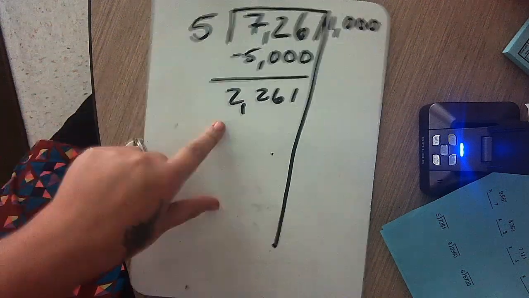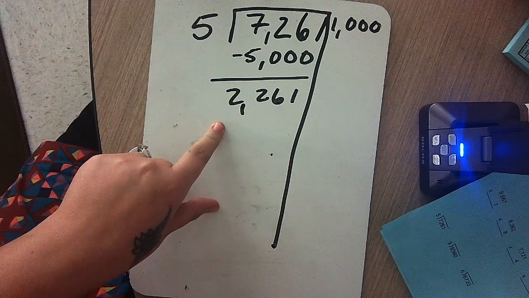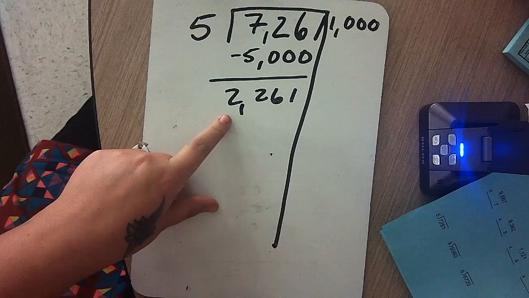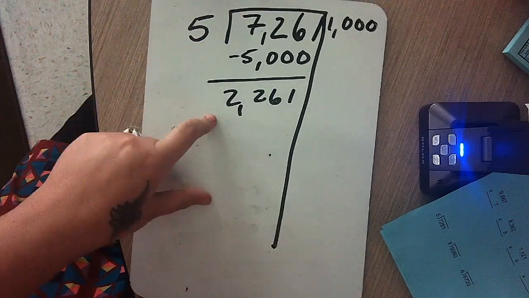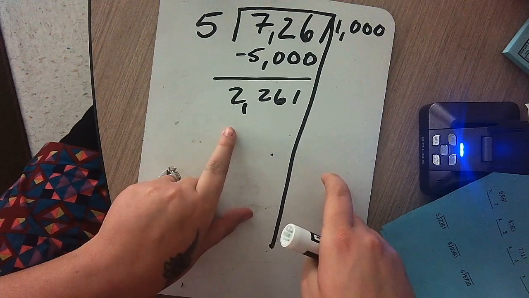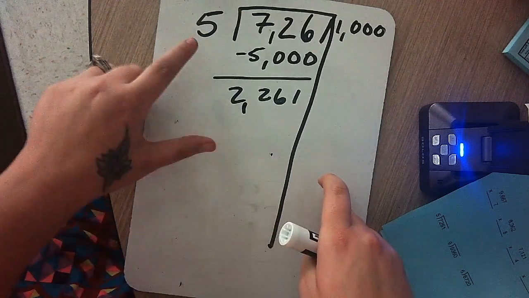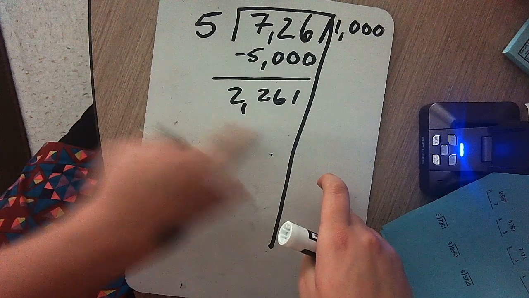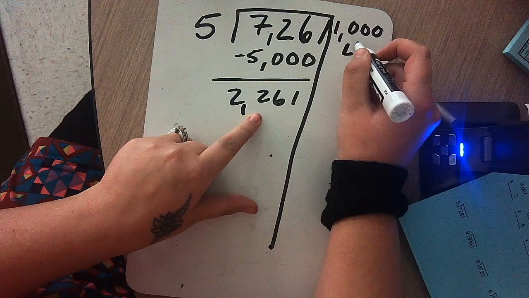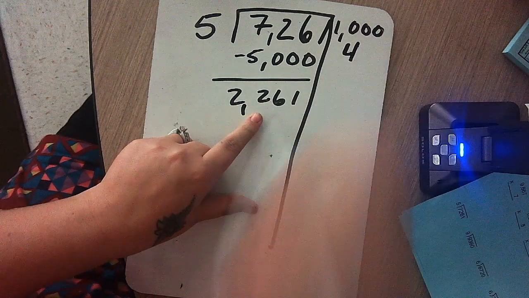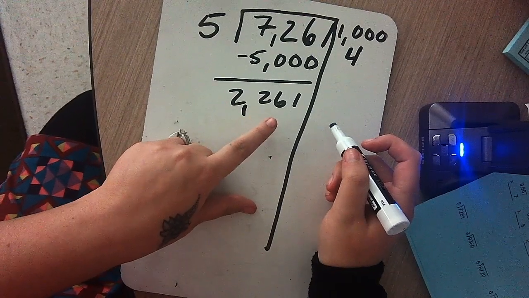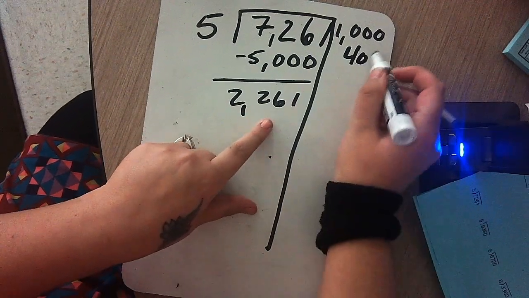5 can go into 2,261 how many times, or 5 multiplied by what number gets me the product closest to 2,261? Now we notice that 5 is greater than 2, so we're going to move over to the next place value and see if 5 has a factor when multiplied that can get me close to 22. And so we know that 4 is close to 22, and since there are 2 place values left, I'm going to put 2 zeros.